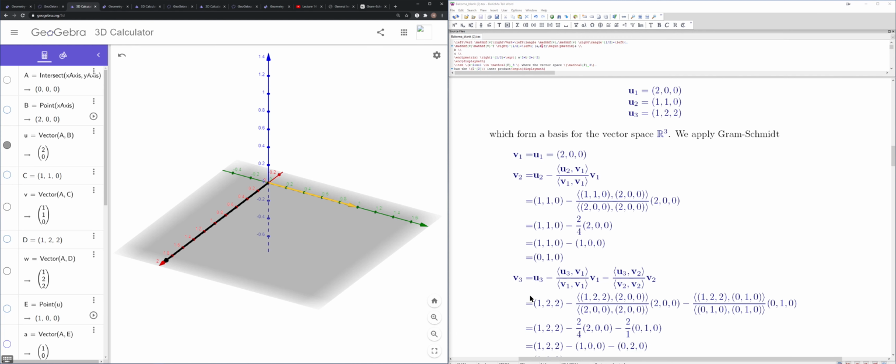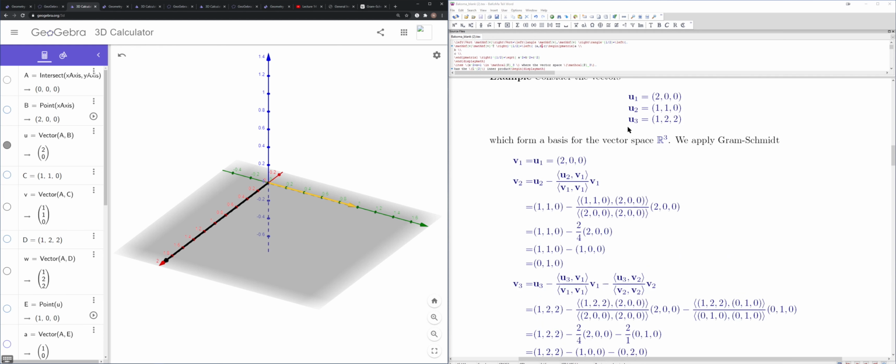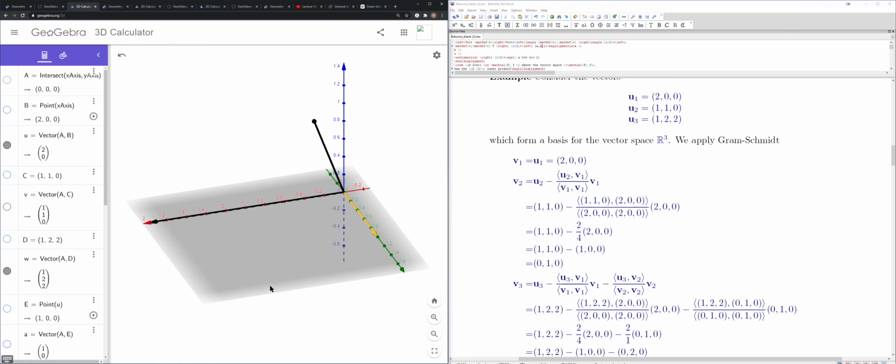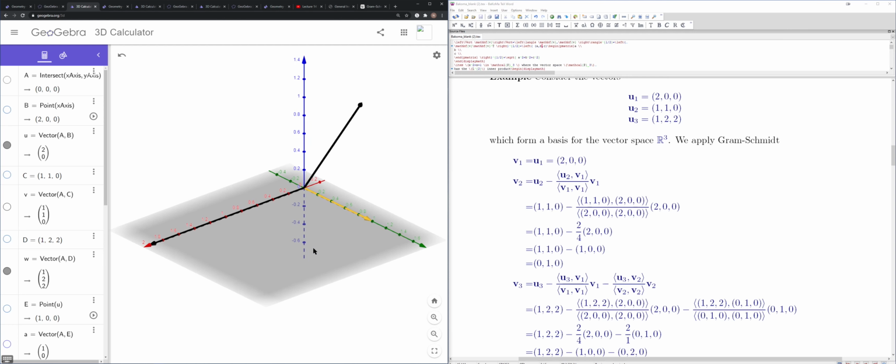To get the V3, I get it from my original U3, which is this U3 over here. So I need to plot the U3. How I'm going to get the V3 is I'm going to subtract off a projection. For the U3 here, I will project it onto the span of V1 and V2. Now V1 and V2 span the XY plane, so I'm going to project this U3 onto the XY plane.